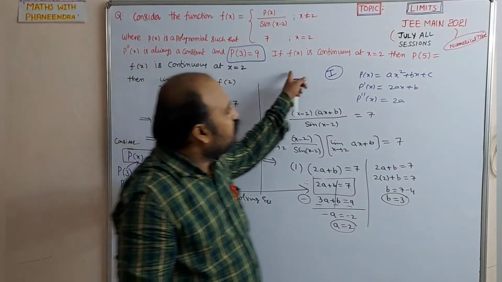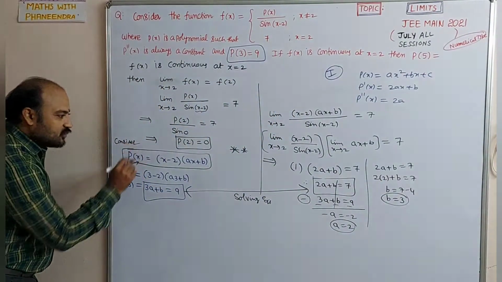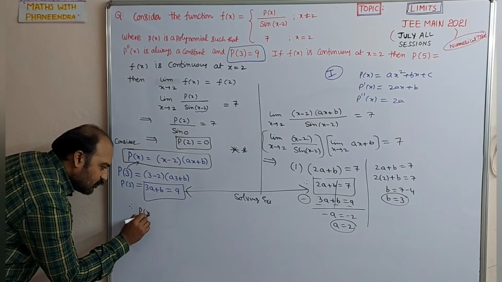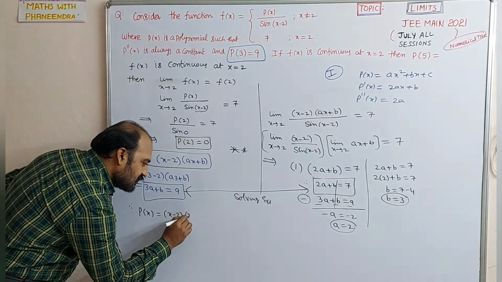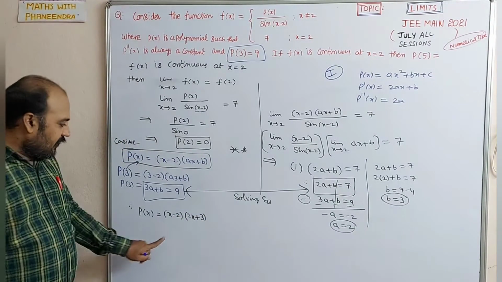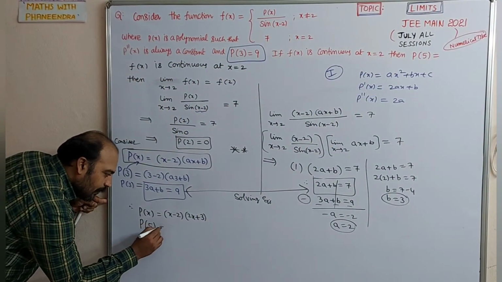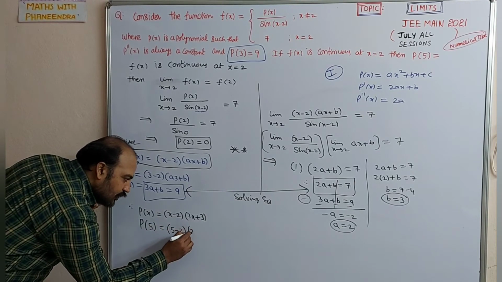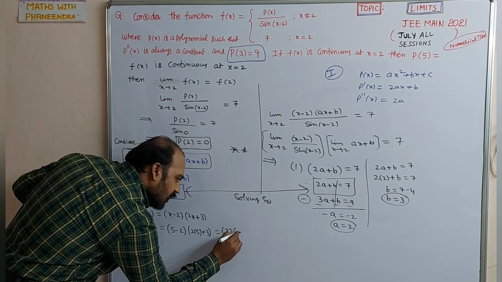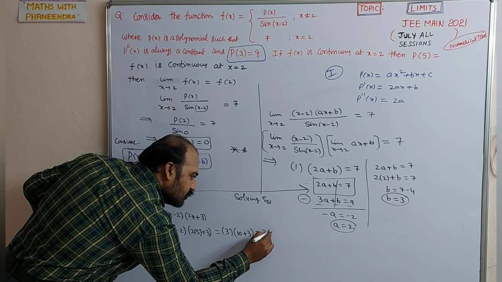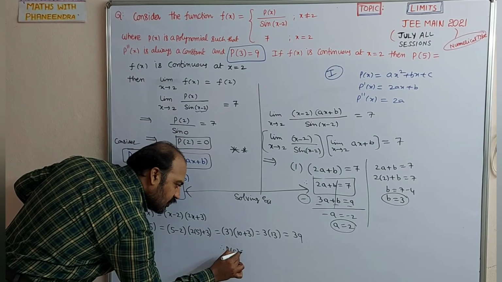But they are asking what value? P of 5. So after getting the values of a, b, P of x we can write it as P of x is equal to (x minus 2) into (2x plus 3), substituting the a and b values. But I want P of 5, so x is equal to 5. So P of 5 is equal to (5 minus 2) into (10 plus 3), that is 3 into 13, that is equal to 39. Therefore, P of 5 is equal to 39.